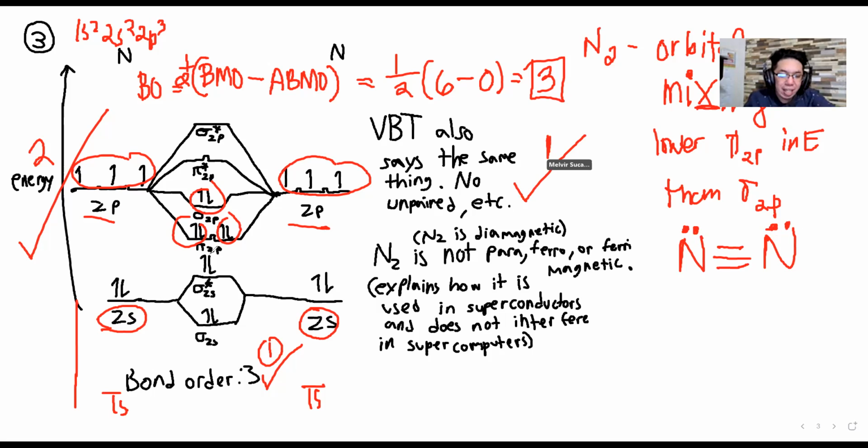Then, finally, what can you say about magnetism? Nitrogen is totally not paramagnetic. Okay. It's diamagnetic kasi ano po, for all materials, as long as they are not paramagnetic or ferromagnetic, they are always diamagnetic. Even humans po are diamagnetic.